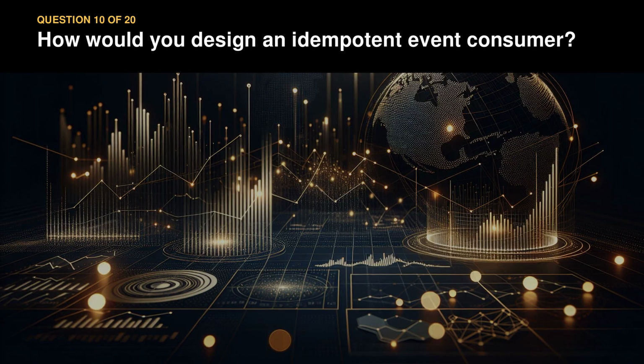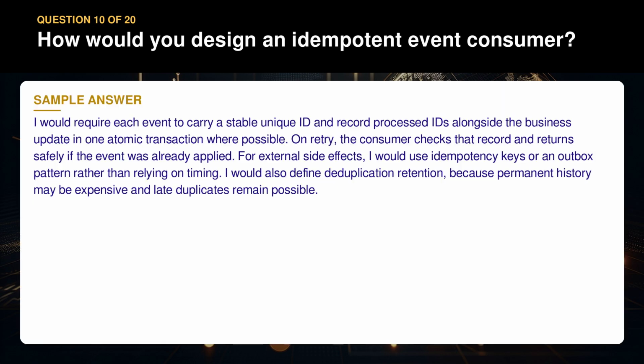Question 10. How would you design an idempotent event consumer? I would require each event to carry a stable unique ID and record processed IDs alongside the business update in one atomic transaction where possible. On retry, the consumer checks that record and returns safely if the event was already applied. For external side effects, I would use idempotent keys or an outbox pattern rather than relying on timing. I would also define deduplication retention, because permanent history may be expensive and late duplicates remain possible.